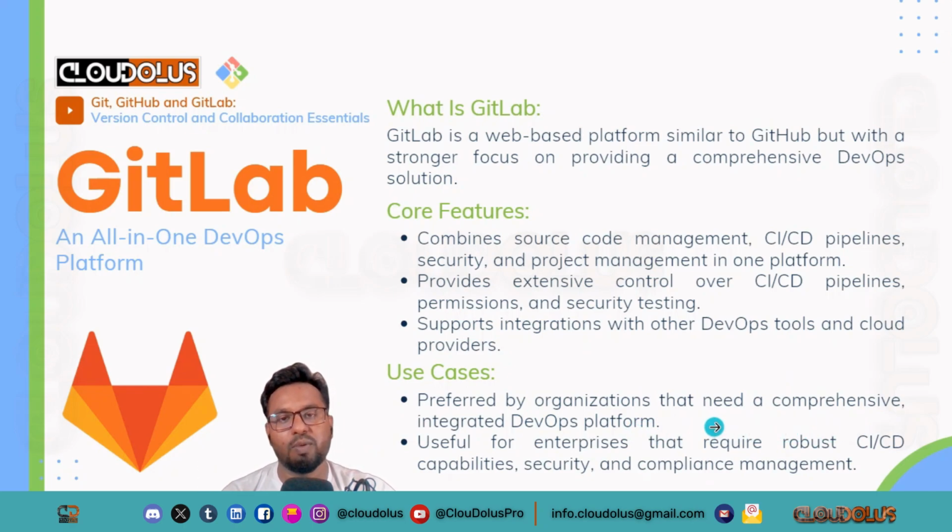So definitely organizations that need a comprehensive solution in one platform related to DevOps, then they go to GitLab. Also used for enterprises that require robust CI/CD capabilities, security, and compliance management. So these are the requirements of organizations and enterprises: robust CI/CD capabilities, security, also compliance. Then that goes to GitLab tools. So this is the overview of GitLab, with core features and use cases.